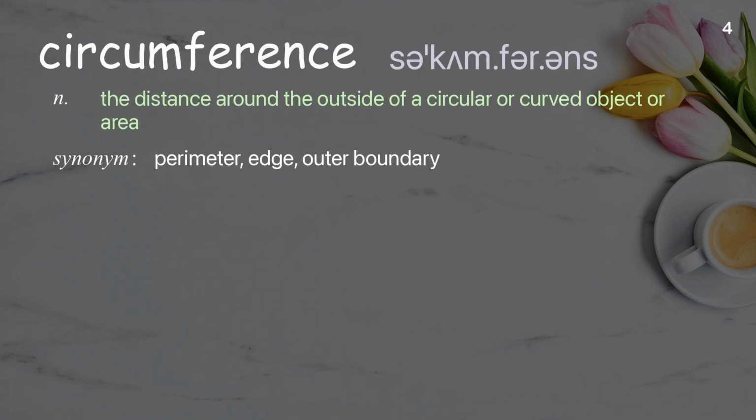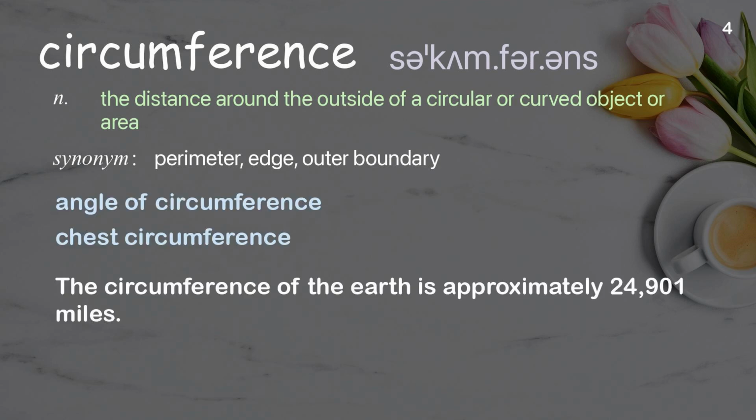Circumference. The distance around the outside of a circular or curved object or area. Examples: Angle of circumference. Chest circumference. The circumference of the Earth is approximately 24,901 miles.